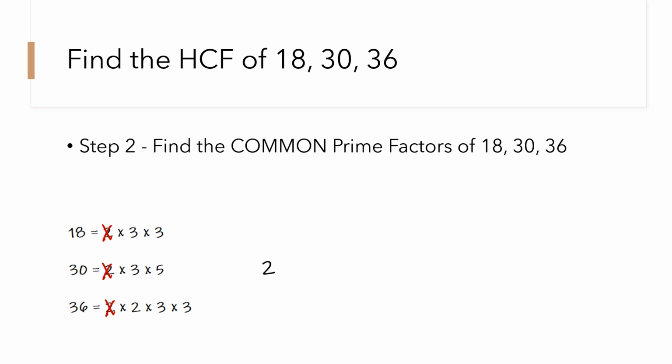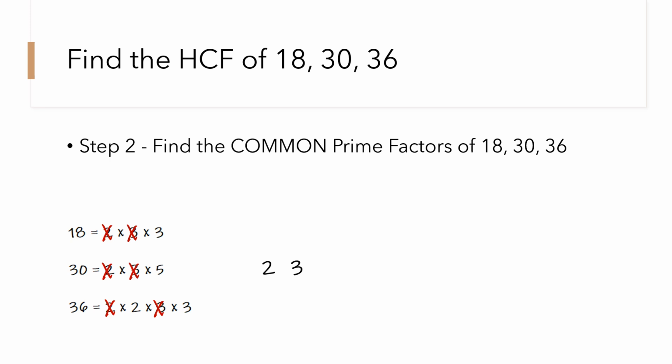What is the next prime factor which is common between all the three numbers? Yes, it is 3. We can see it in all the three numbers, so we write down 3. Do we have any other number which is common between all the three numbers? We have got 3, but it is present only in 18 and 36, but not for 30. So 3 is not a common number again. 5 is present only for 30 and there is a 2 which is present only for 36. So we do not have any more common numbers.